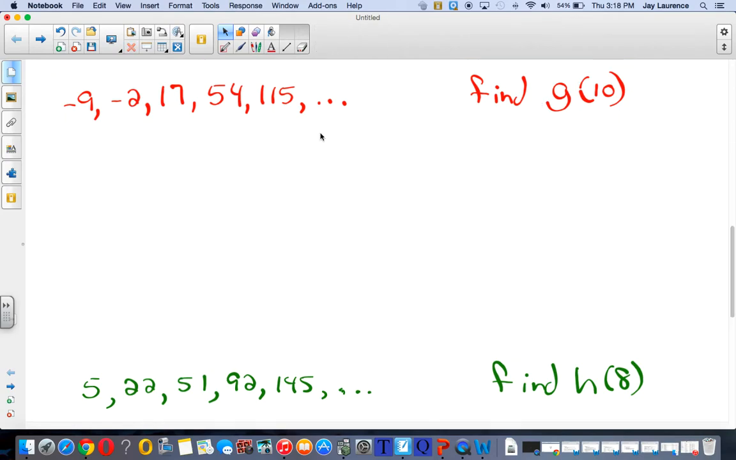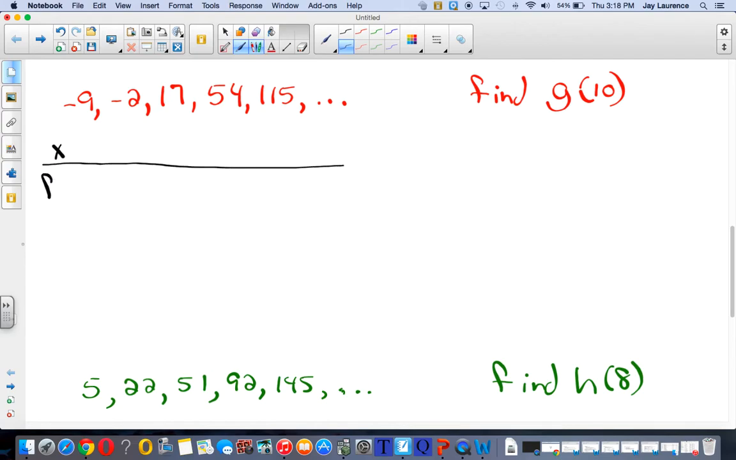Okay, same type of problem. I'll go ahead and make my table. Again, I'd love for you to pause at this point. Okay, make your own table, and it looks like I'm going to go g of x because it's asking for g of 10. The letter of the function doesn't really matter.